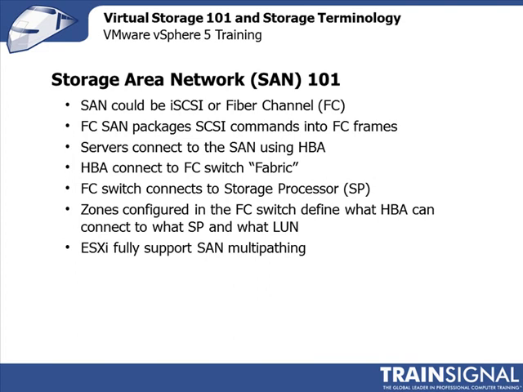I'm going to have a graph here that shows you how each of those different components connect together, but I just want to give you a quick one-liners here. Zones are configured in the Fiber Channel switch, and define which HBA can connect to what storage processor and to which LUN. And then you have ESXi, which fully supports SAN multipathing, which means you can have more than one path to the storage, and that's another advantage of Fibre Channel SAN. Even though you can do it with iSCSI and NFS, it's not as resilient as it is with Fibre Channel, where you have more than one path to your storage.